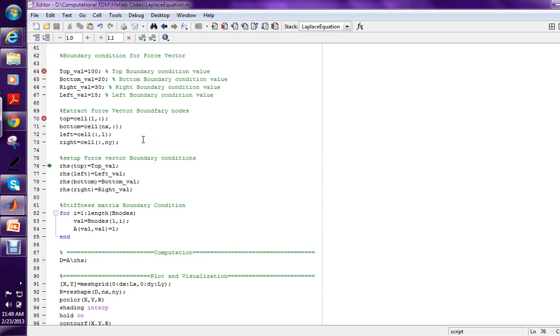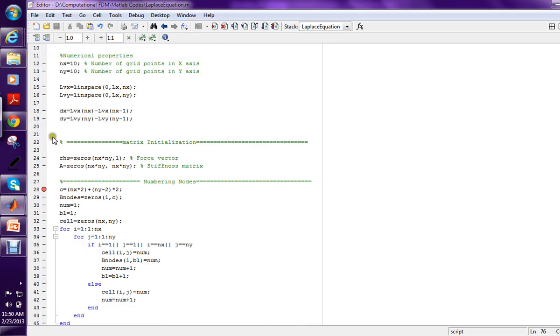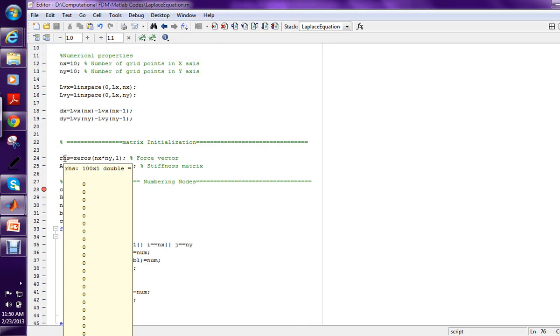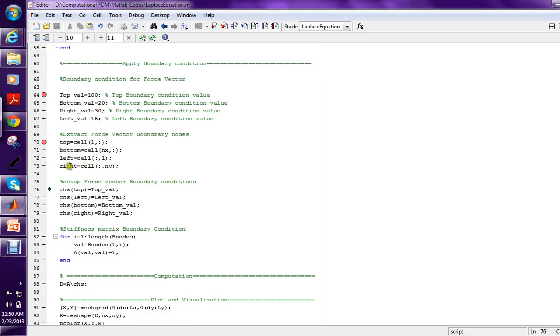So it's up to you to be fixed by you and according to your research program. So set up the force vector and boundary condition. So RISS, we know we have force vector RISS, right? So we have 100 unknown values, so we have to replace these top values or something like that.